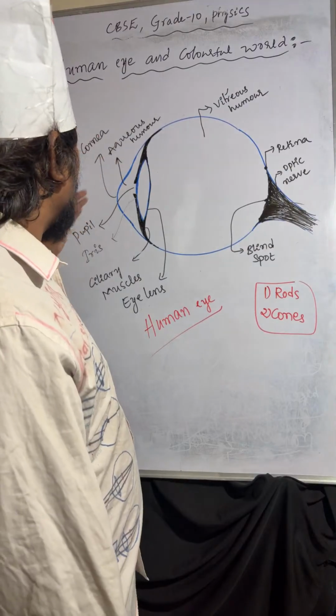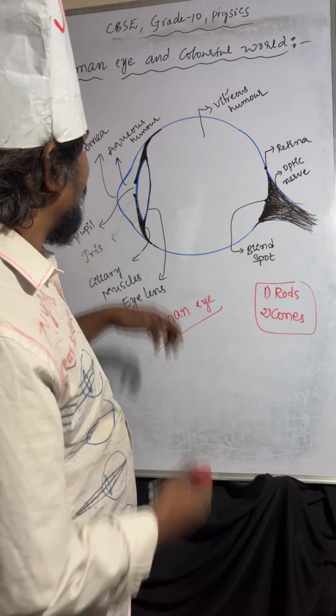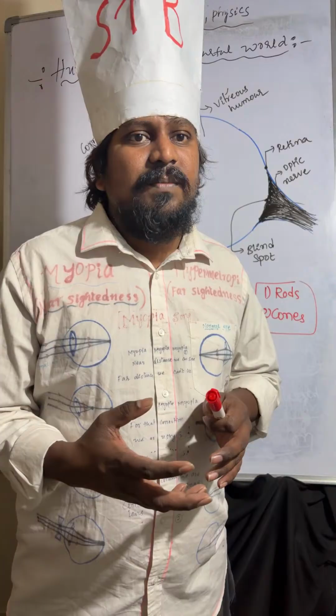And the iris is a dark muscular diaphragm. This is the iris. The iris is a dark muscular diaphragm which controls the size of the pupil.